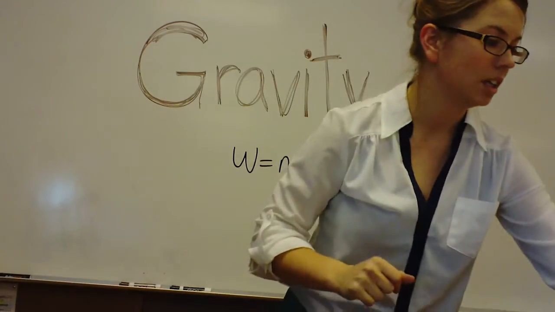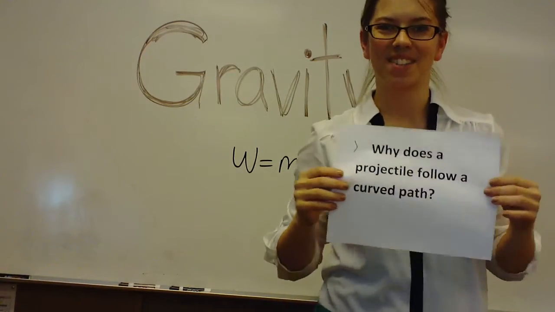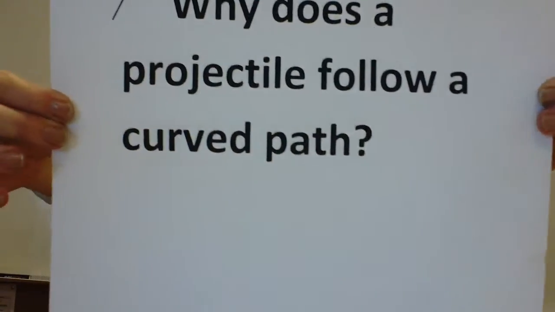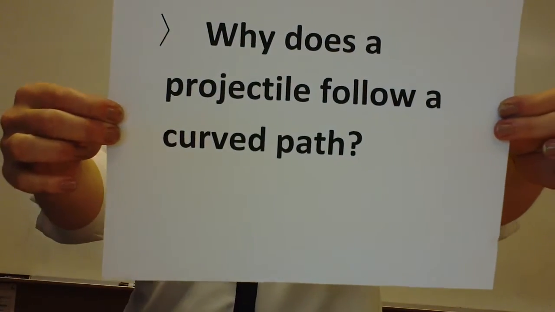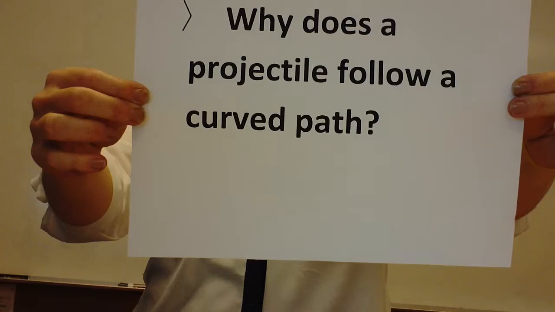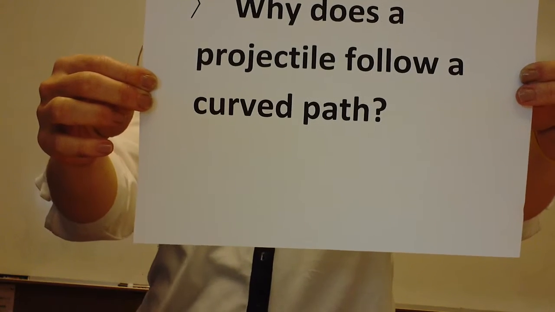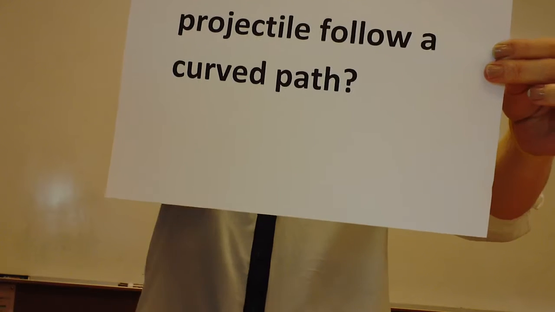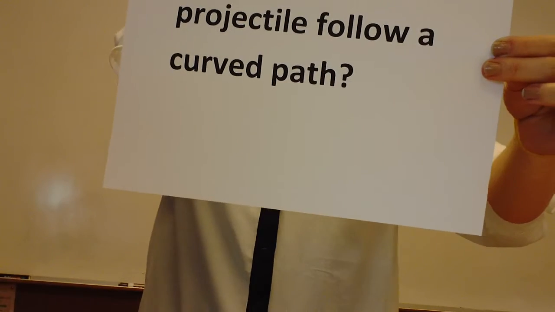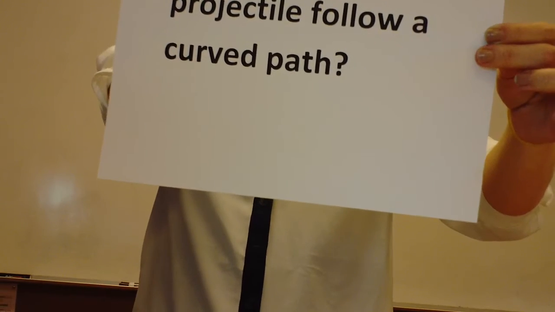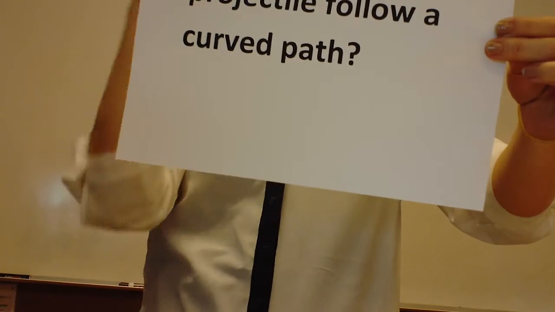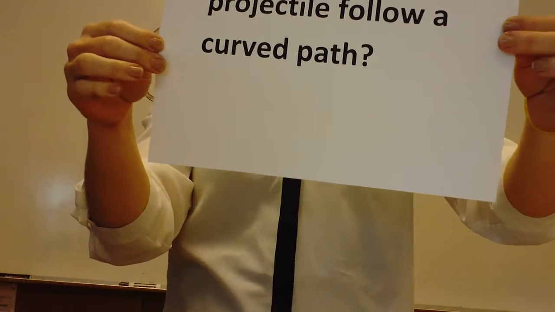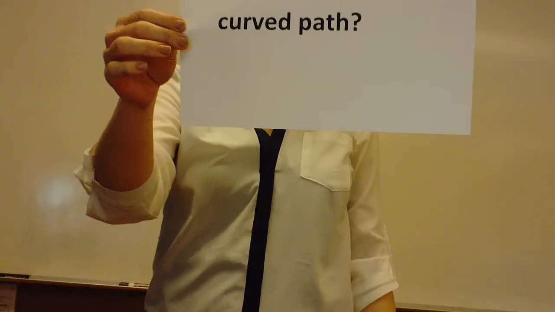Our final question for this section of notes, yay, the final one, is why does a projectile follow a curved path? A projectile is something that is thrown. You can think of a cannonball, or you can think of throwing a ball, or you can think of something orbiting, something else. That's all projectile. So why does projectile motion follow a curved path?